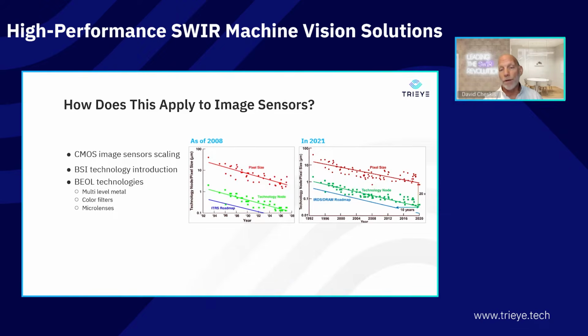We've replaced the roadmap with an IRDS roadmap rather than the ITRS roadmap, but it's still moving forward. We're about 10 years behind what we would like to be with the Moore's law scaling, but the technology node to pixel size really continues to scale at the same rate. And so that's good, and we'll continue to do that.